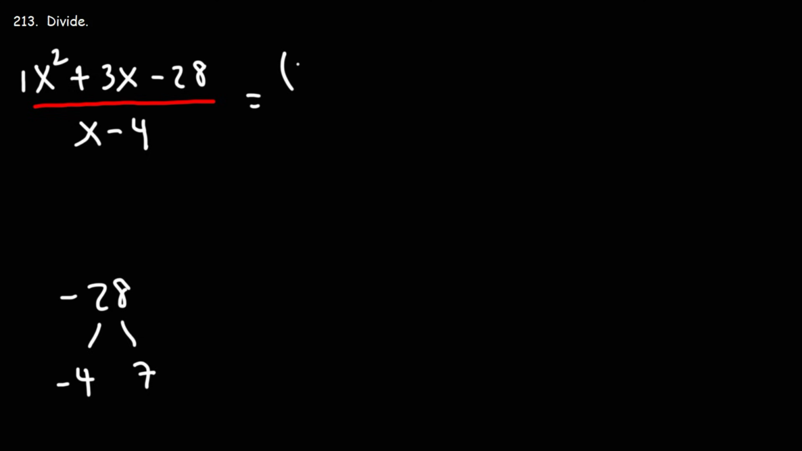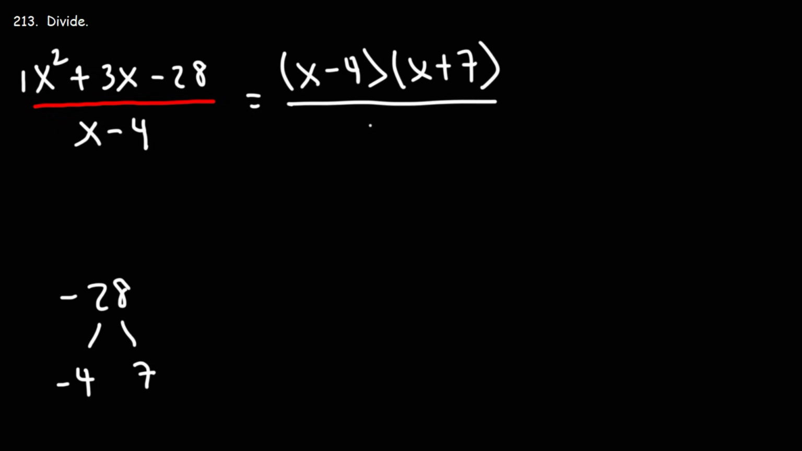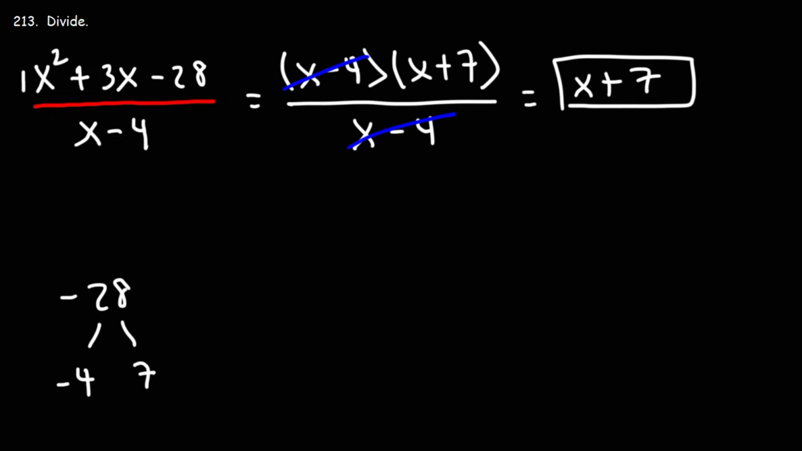So we can factor it like this: x minus 4 times x plus 7. And we have an x minus 4 in the bottom. So we could cancel these terms. When they divide, they will become 1. And what's left over is x plus 7. So that's the answer.